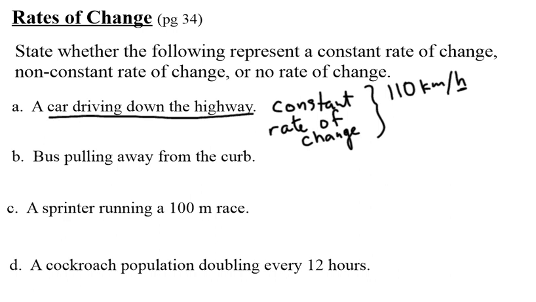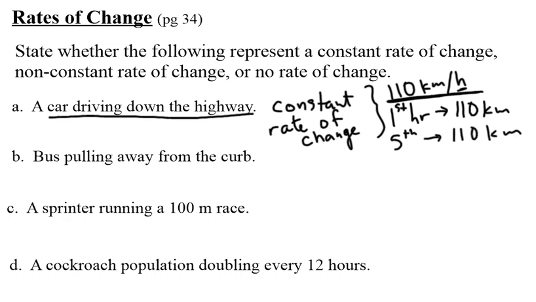So that means in the first hour, you've probably traveled 110 kilometers. In the fifth hour, not over the 5 hours, but in that fifth hour, if you're doing 110 kilometers per hour, you'd go 110 kilometers. It's a constant rate of change. Now, sometimes, obviously, you have to speed up or slow down if something's on the road. But honestly, driving down the highway, it's constant.